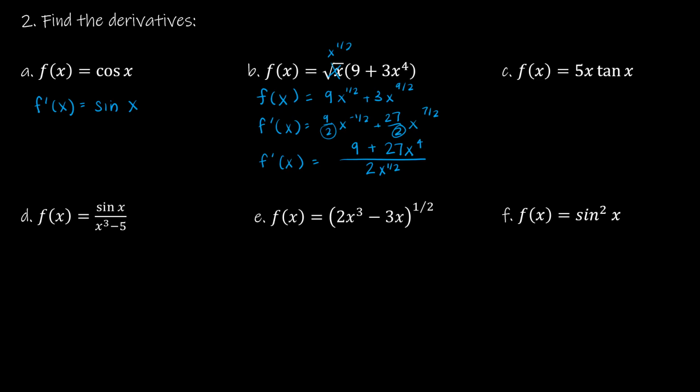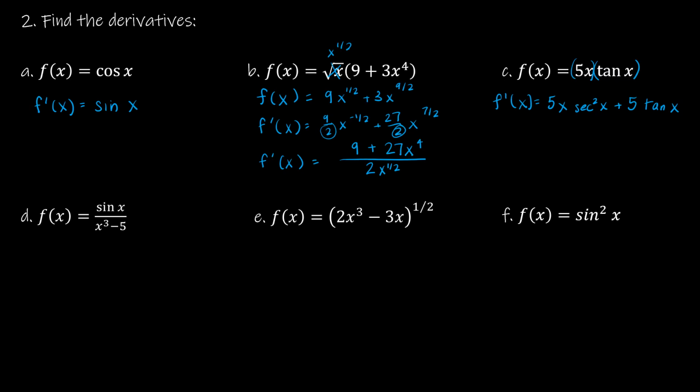But again, if you wrote it without writing it as one fraction, that would be just fine as well. For C, this is, remember, two things. So this is a product rule question. You have to use the product rule. So f prime of x would be the first times the derivative of the second. So 5x secant squared x plus the second times the derivative of the first gives me 5 tangent x. I'm not picky. If you want to take the 5 out of each term, you can. You don't have to. Let's continue on.